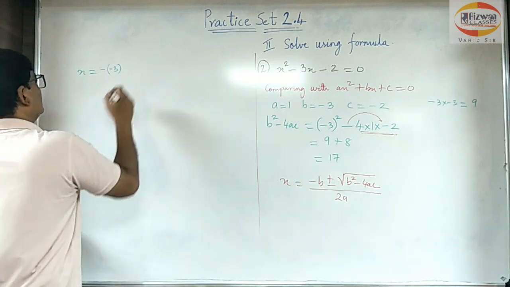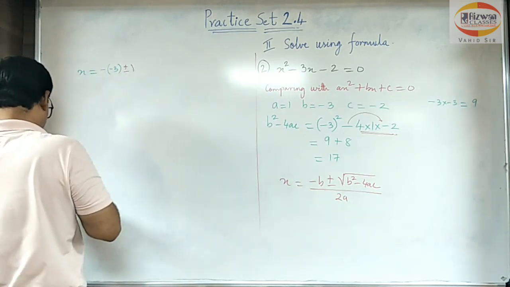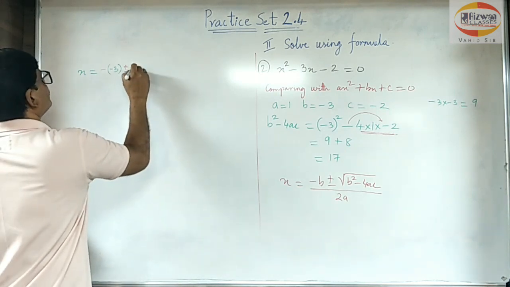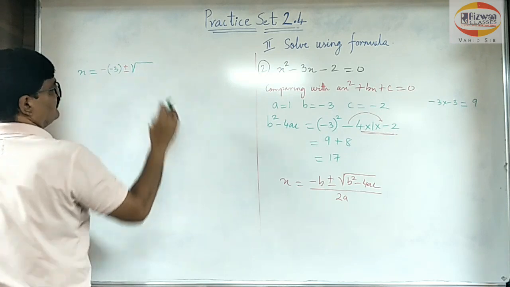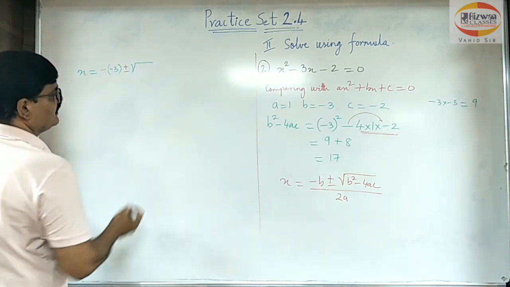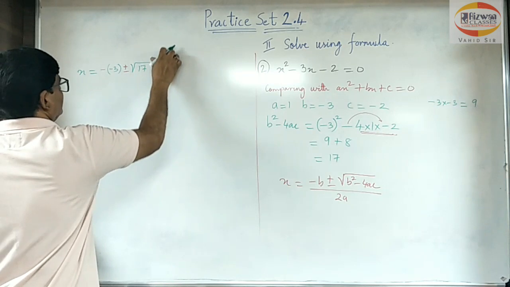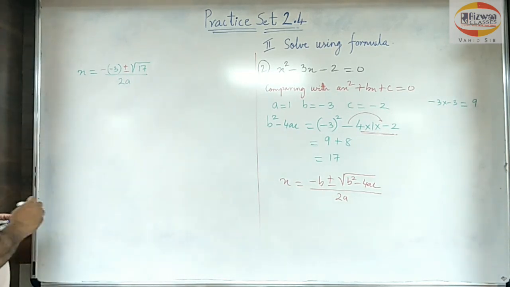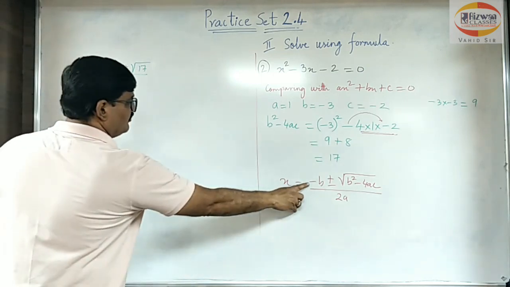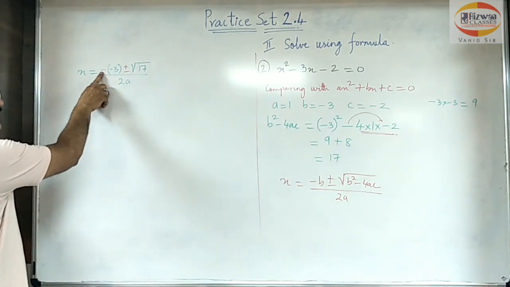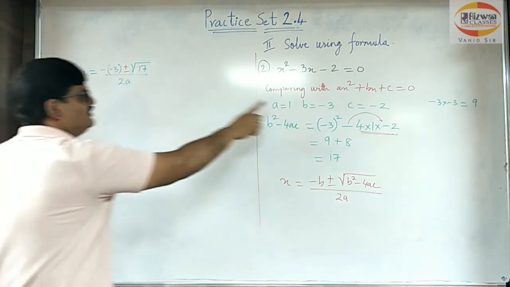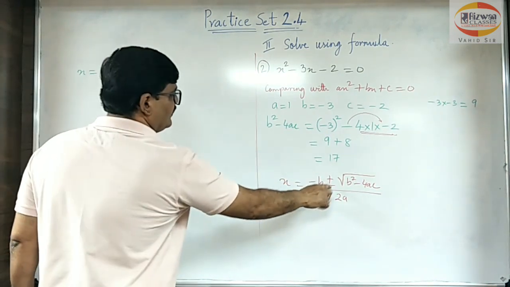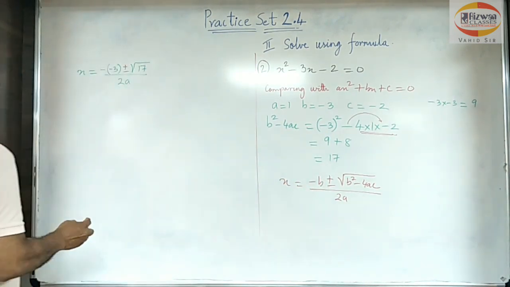And then you have plus minus, according to your formula, root of b square minus 4ac, which in this case is nothing but 17. We got the answer 17, upon 2a. Now check this out carefully. I will repeat again. This minus sign is of the formula, and this minus sign is already there with the 3. So you will get 2 minus signs, and this plus minus is the formula's sign, and then you will have root of 17.